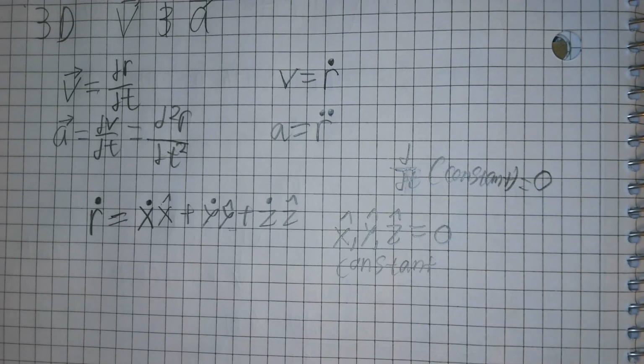Now, what's very important is that when we get out of Cartesian coordinates, unit vectors can start to change with time, and we will have to account for that. All right?